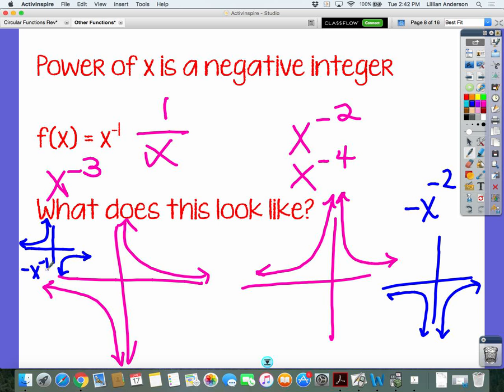Now, all of these graphs, they don't touch the x-axis, do they? Nope. They don't touch the y-axis, do they? So what happens when a curve gets really, really close to them but never crosses or touches? What's that called? It's an asymptote. So these types of functions, when you have a negative integer in the exponent, they have asymptotes. Okay?